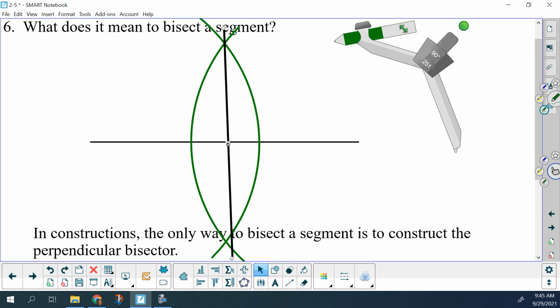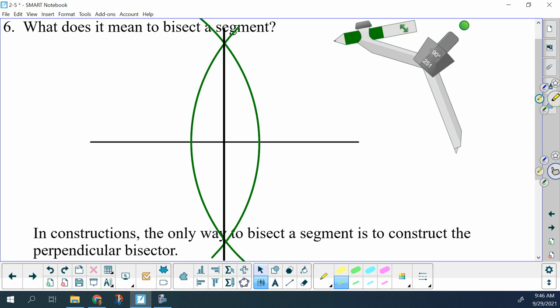Someone's using the pencil and ruler. Sometimes I can't get mine to go right through there. All right, we did it. This piece is congruent to this piece. So if you want, you can put little dashes to show congruency. What's this point called then? Midpoint.